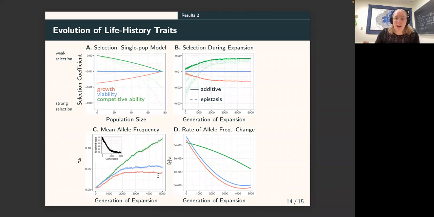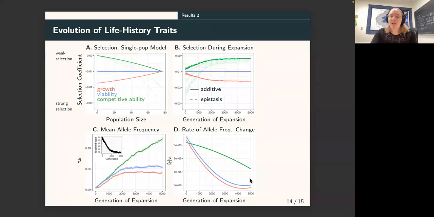So we can't directly interpret this mean allele frequency in terms of selection. There are lots of reasons that they may accumulate at different rates or different amounts, but the rate at which they accumulate deleterious mutations should be proportional to the selection coefficient. So if we look at the rate at which these mean allele frequencies are changing, that pattern should look fairly similar to what we see in the selection coefficient. And indeed it does.